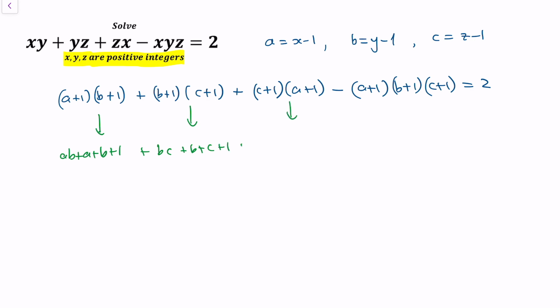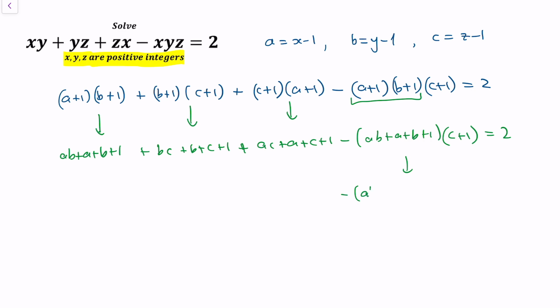and that is bc plus b plus c plus 1, plus ac plus a plus c plus 1, and now let's break that into 2, so we will have minus (ab plus a plus b plus 1) into (c plus 1), which is equal to 2. That will give us minus abc plus ab plus ac plus a plus bc plus b plus c plus 1, that's equal to 2. Because it's minus, let's make all of them minus.